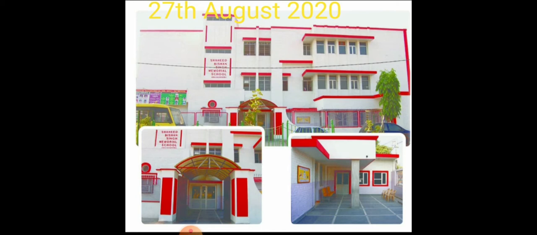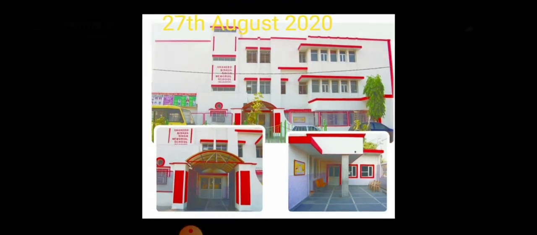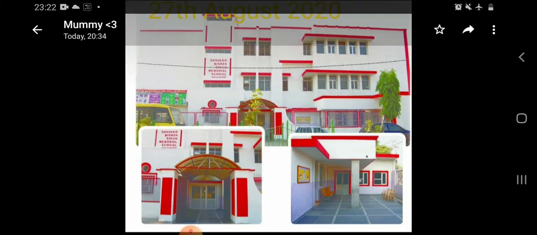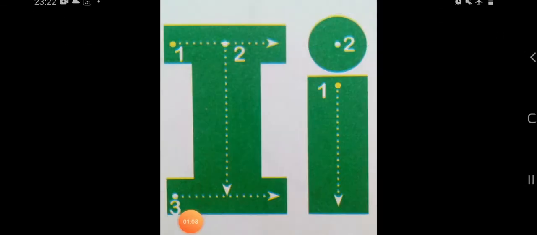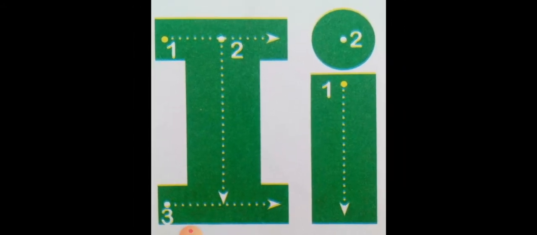You know all the letters A, B, C, D, E, F, G, H. Now it's a turn of letter I. We have done up to letter G. Now it's a turn of letter I. Yes, children, so this is letter I. Which letter is this? Letter I.